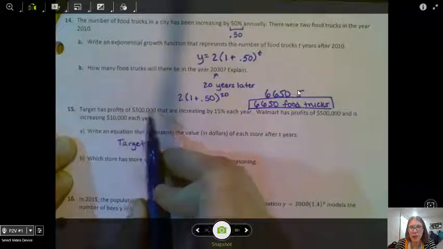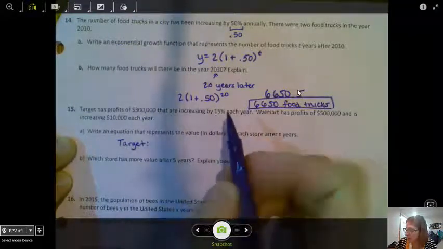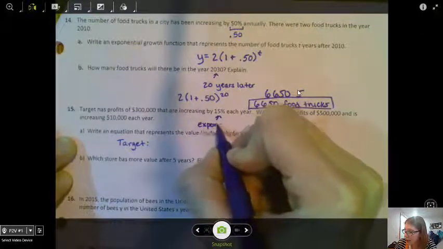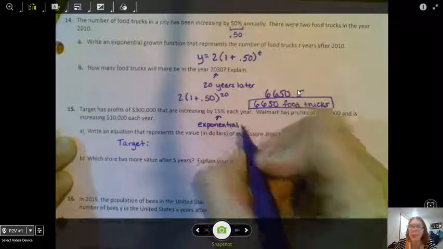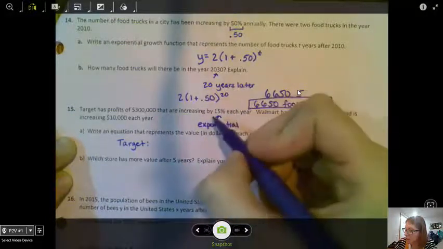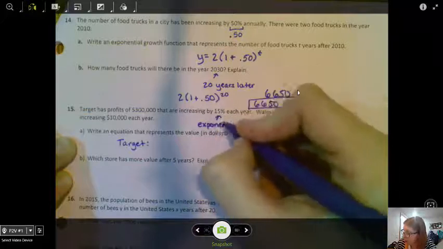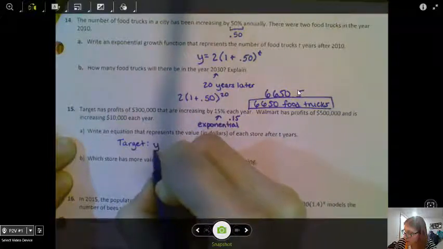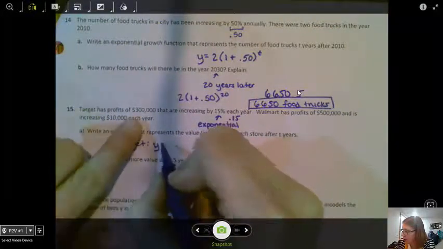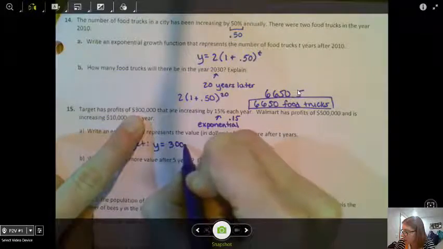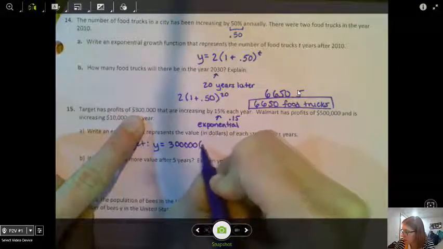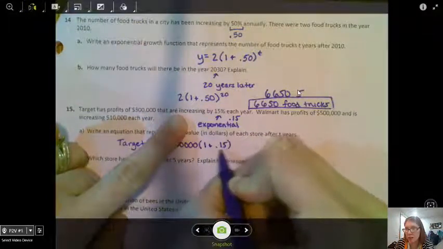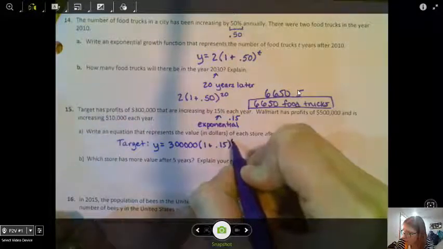Says we have profits that are increasing 15% each year. When I see that percent, that tells me that I have something exponential. Increasing by a percent is something exponential. 15%, move that decimal point 2 spots, is 0.15. So Target's equation, y equals what our starting profit was, 300,000, times 1 plus 0.15, because we're increasing, to the t power.